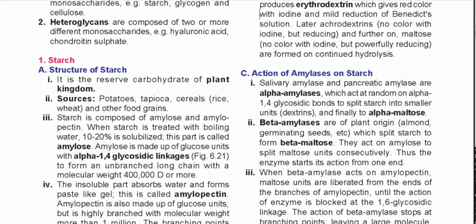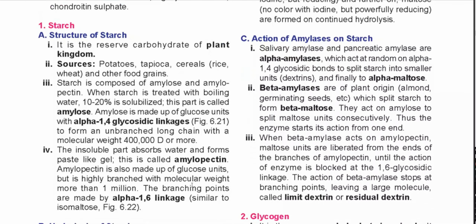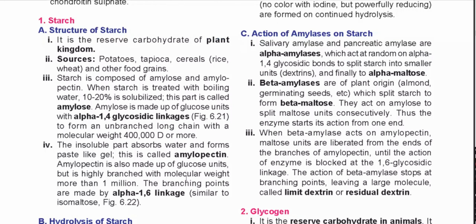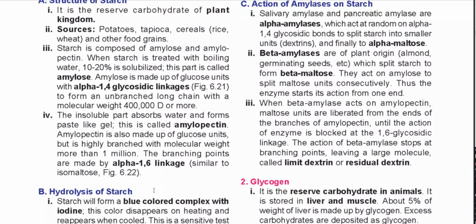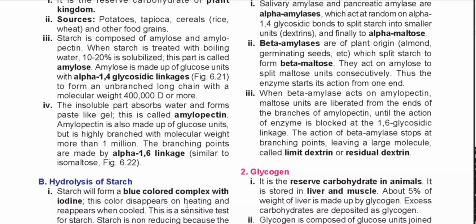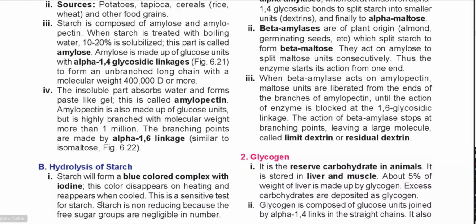Amylopectin is also made up of glucose units, but it is highly branched, with a molecular weight of more than 1 million. The branching points are alpha 1,6 linkages. So amylose has 1,4 glycosidic linkage, and amylopectin has 1,6 glycosidic linkage at branch points. Starch forms a blue color complex with iodine, and this color disappears on heating and reappears after cooling. This is a sensitive test for starch.